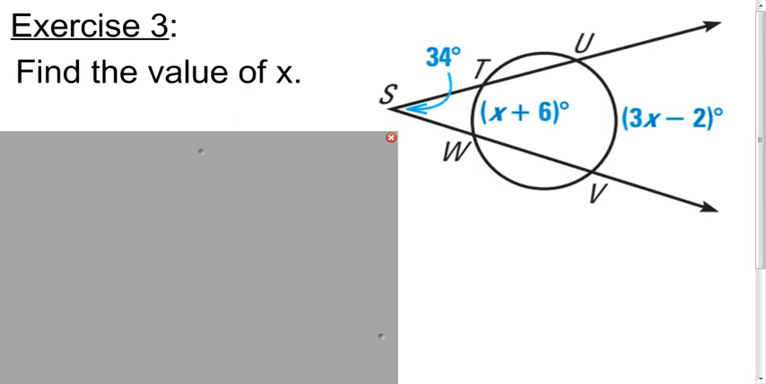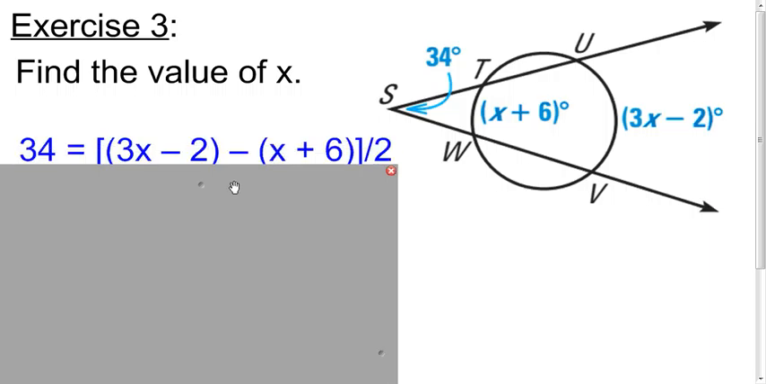All right, and here's an example that requires some algebra. So see if you can set this up and solve it, and then I'll show you my solution. So we have our external angle measure, that's 34 degrees. So we're going to subtract these two and divide by 2. Now be careful when you're subtracting here.